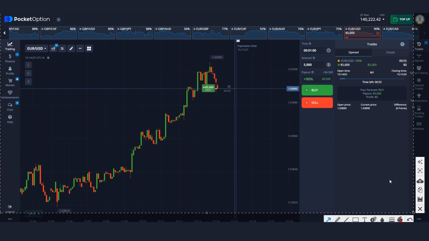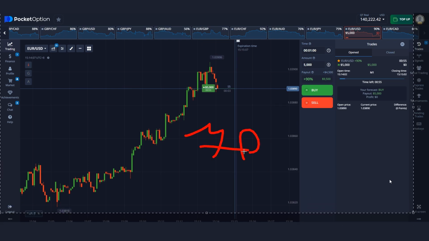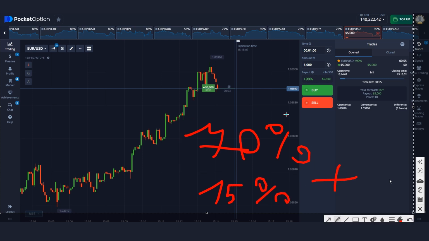Because if you have statistics of 70 positive transactions, then with risk management of 15%, this is already a plus. Even if you hit 3 losses in a row, you'll still be in the green in the long run. Just give it a try. The most important thing is to find your percentages.